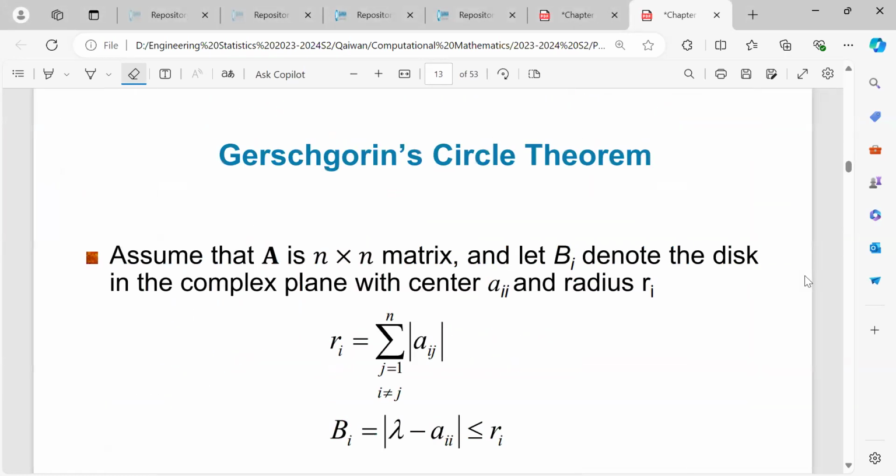We now have Gershgorin's theorem, the circle theorem. In this theorem, we just find the region which includes all the eigenvalues. We just find the region for the eigenvalues. In Gershgorin's circle theorem, we don't find the eigenvalues themselves. We just find a region which contains all the eigenvalues.